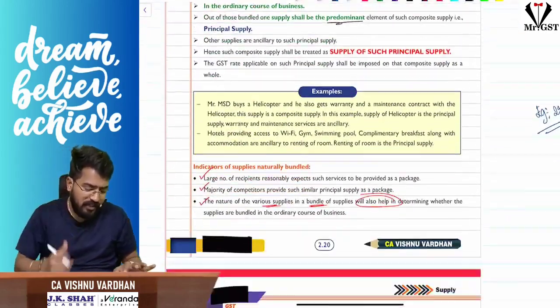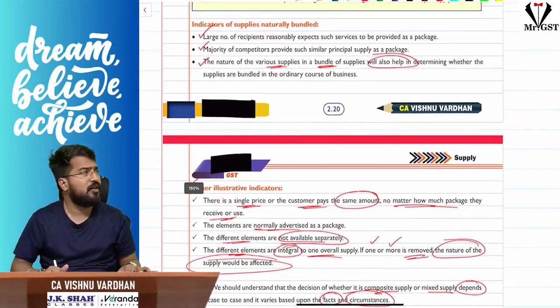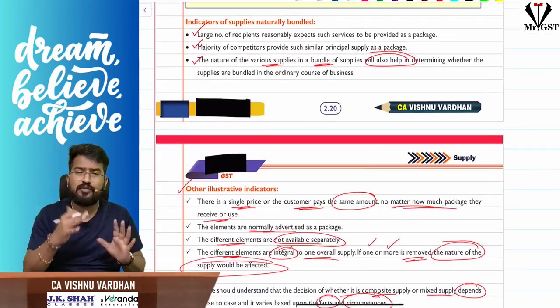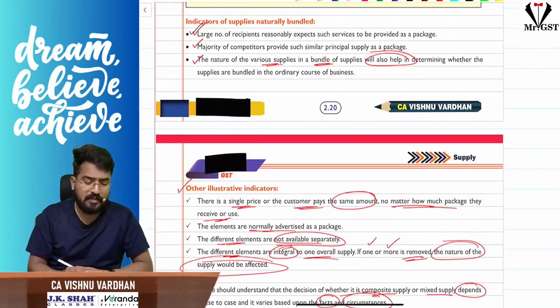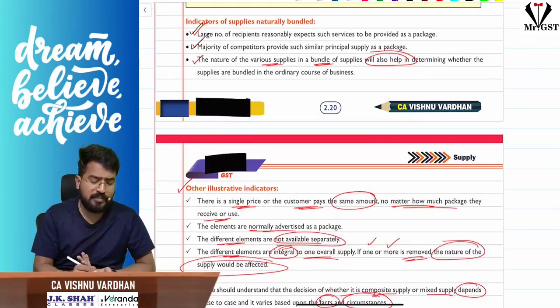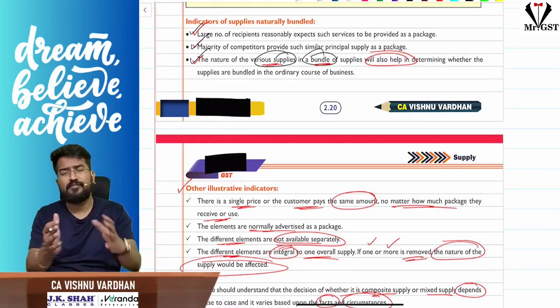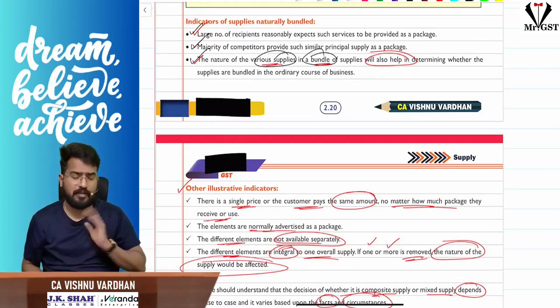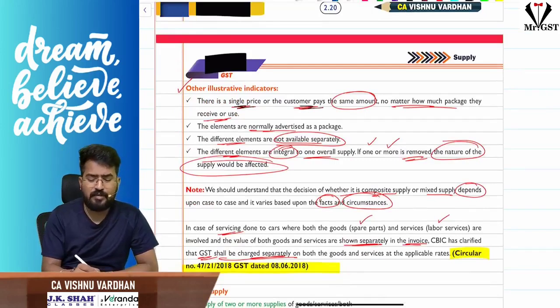So before deciding whether they are naturally bundled or not, we should go through various factors, like: a large number of recipients reasonably expecting them as a package, or the majority of competitors providing it as a package. The nature of the various supplies, the bundle itself, will tell you whether it is naturally bundled or not. Or other indicators, like a single price the customer pays.